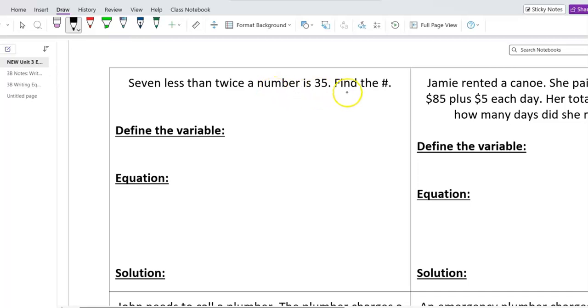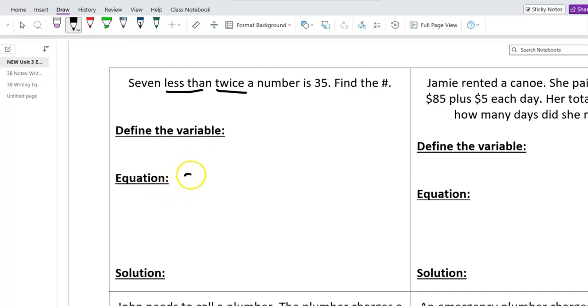7 less than twice a number is 35. Find the number. Variable is n for number here. I'm not going to write that down, but it's n for number. 7 less than twice a number. So twice is telling us multiply. Less than is telling us to subtract.